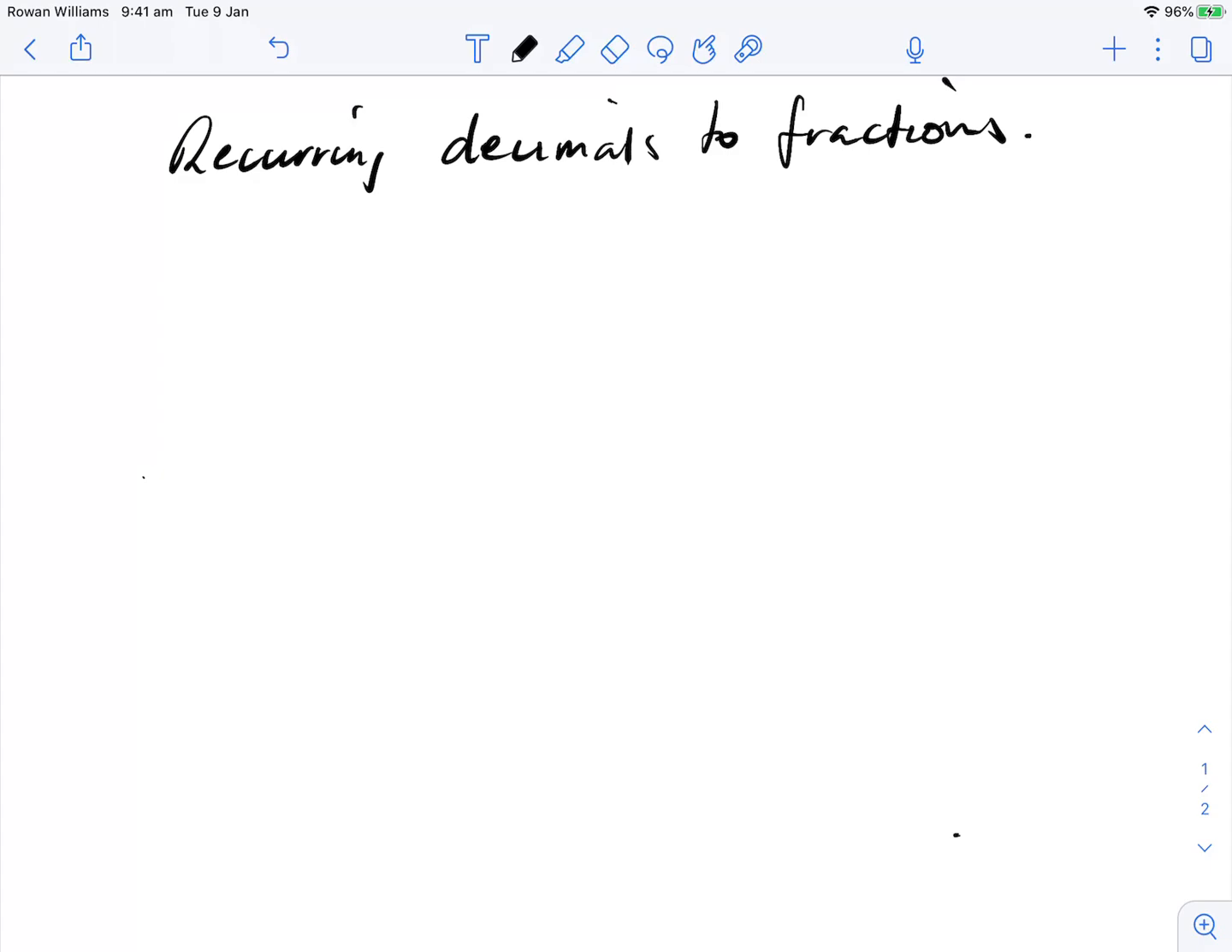All right, in this module, we're looking at recurring decimals to fractions. So we really want to turn a recurring decimal, which is something like 0.777 on and on and on forever, and we want to turn it into a fraction, so some number over another number. Like a half is a fraction, 3/4 is a fraction. We want some way to write this part here as some fraction.